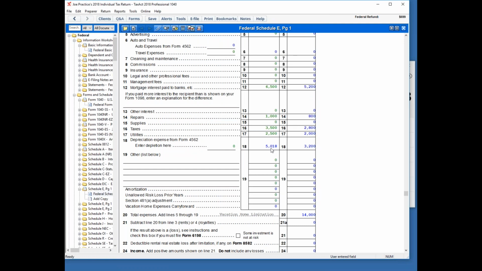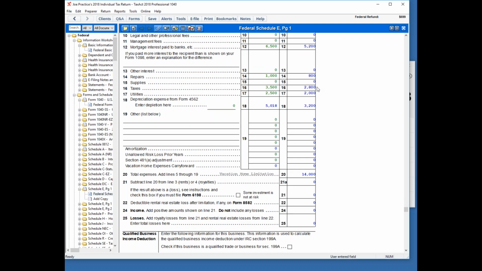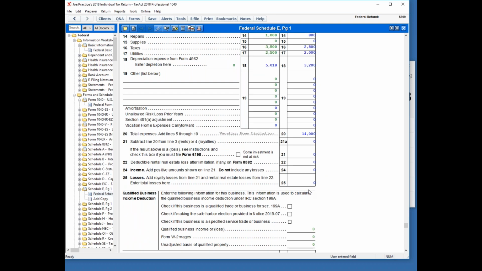So there you can see the 5,000 taking 80%, but remember 80% would have been $4,000. So the program knows that I can't go more than that. So remember on our example using the IRS method, we had to cap it at 3,200. So when we added up all of our expenses, 14,000, we had income of 14,000, therefore net income of 0.